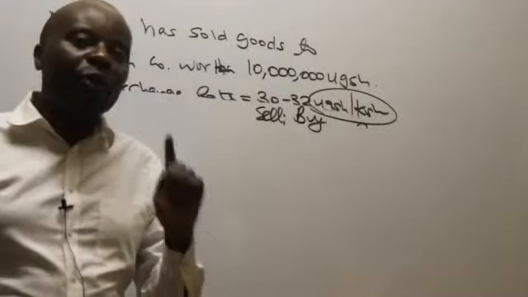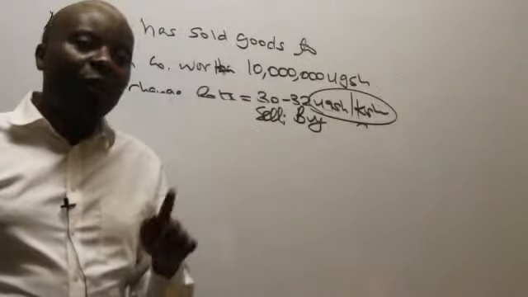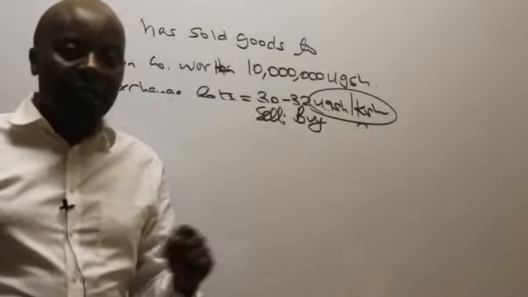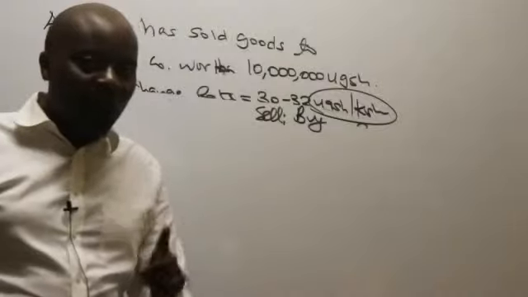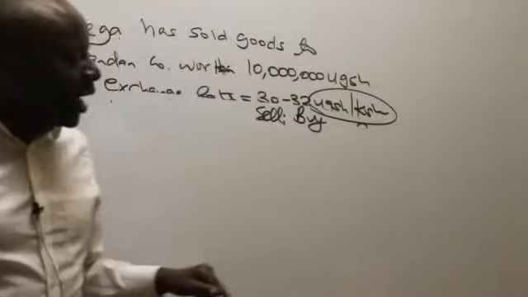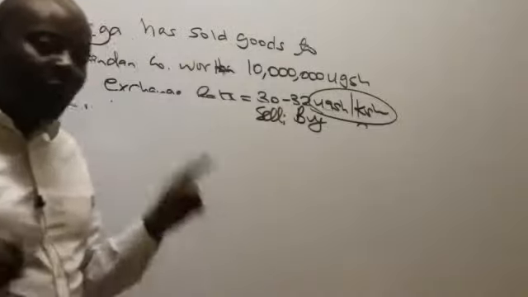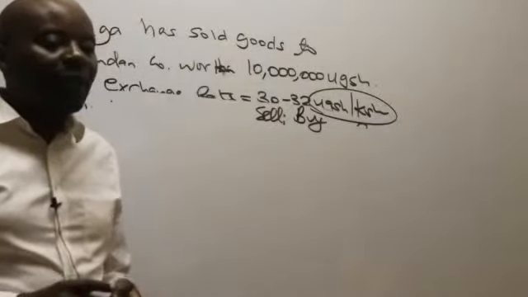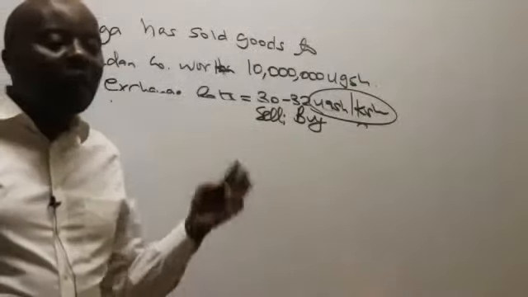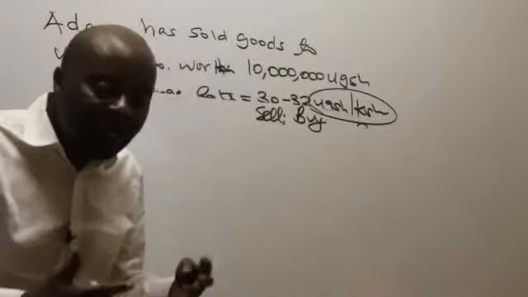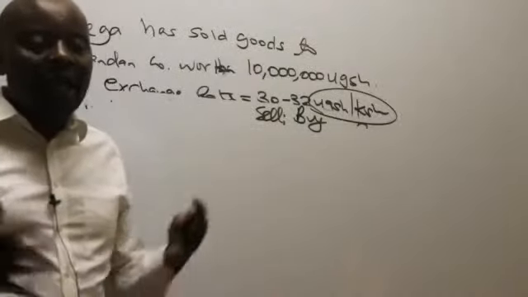It is not like what Silas told us, which we used to do in Form 1, where you could be told straight away, Adega has got $1,000. Here is the exchange rate, only one number. No, for us, you shall be given a range. And once you give us a range, the first thing we do is to establish the buying and the selling rates.